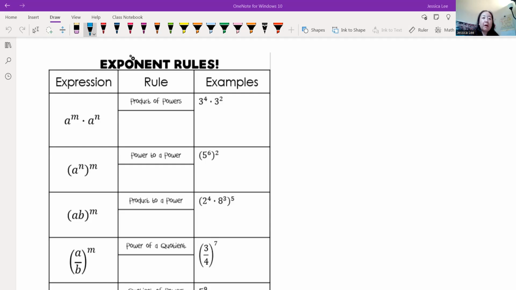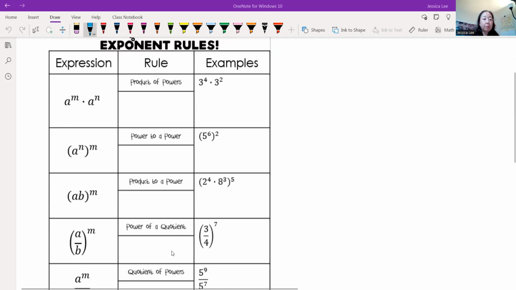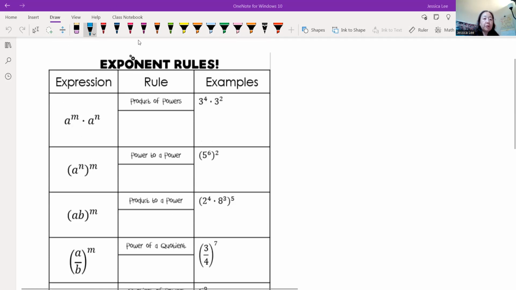Hi, everyone. We're going to be talking about exponent rules today. And so we're going to be talking about all the different types of exponent rules there are. Starting with the first one, let's take a look at this one.